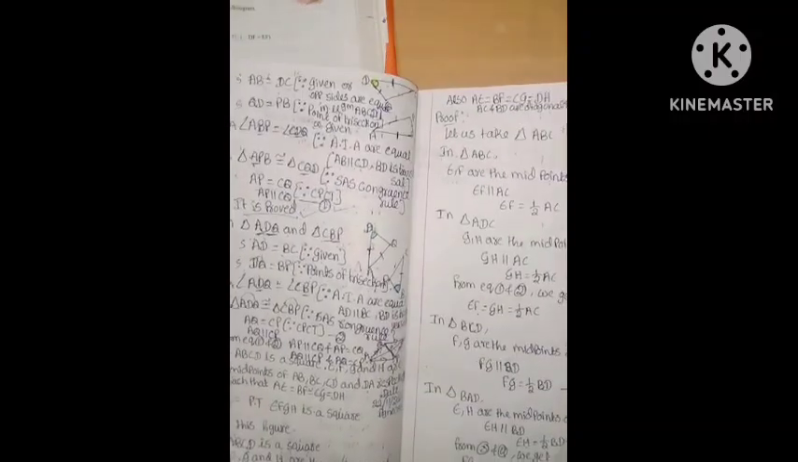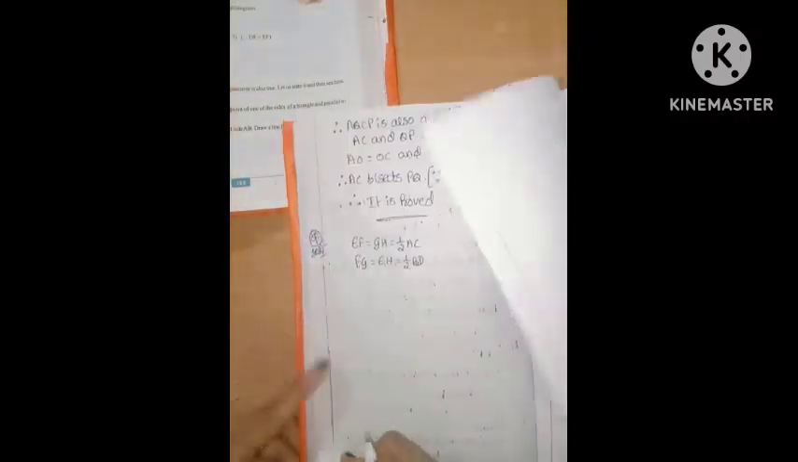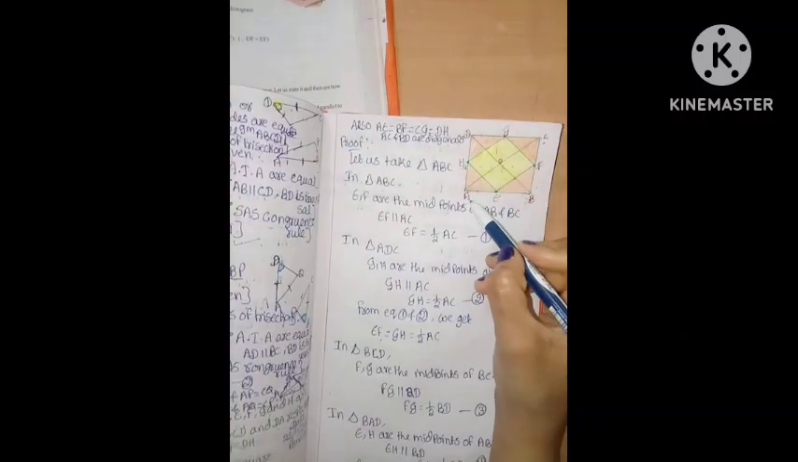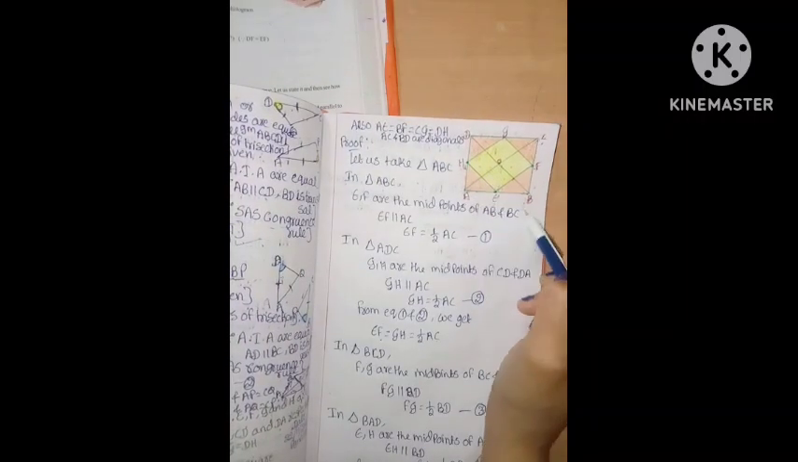So in these two, the diagonals are equal. In a square, diagonals are equal. AC is equal to BD in a square.